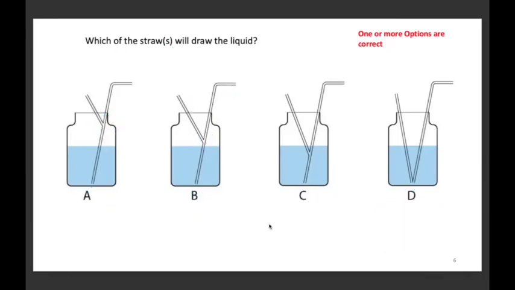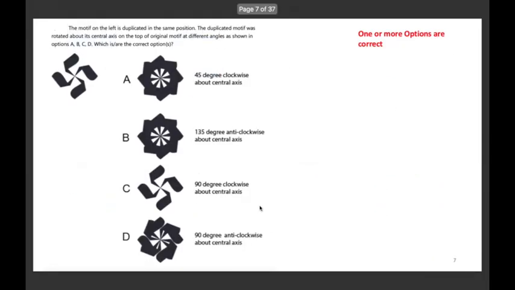Okay, we'll move to the next one. The motif on the left is duplicated in the same position. In this same position, we are duplicating the motif. The duplicated motif was rotated about its central axis on the top of the original motif at different angles, which are given here, as shown in the options A, B, C, D. Which is or are the correct options? One or more option is correct here. We are given here this motif. We are duplicating this motif first, and then we are rotating the motif based on the options that is provided, and then overlaying on the original motif. What will we get after that is what we have to find.